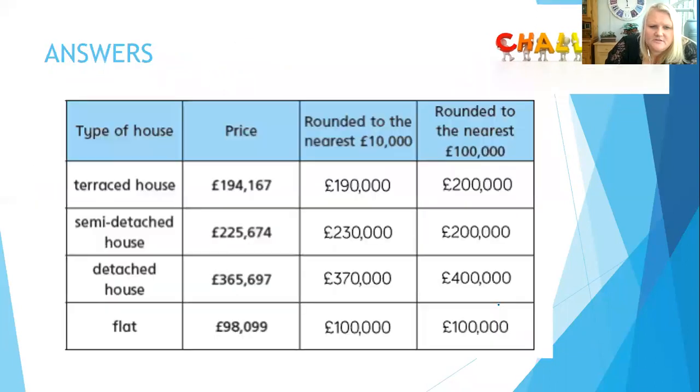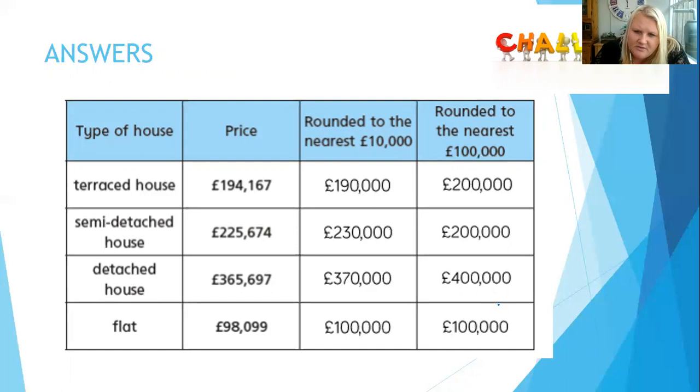Okay, let's go through the answers. So here are the answers. Pause the screen, you can check them. In answer to my other question, have a think about it. Which would you rather? Which is the most useful number? Okay, we're going to talk a lot more about this when we look at rounding in context in the next session. But often when it's to do with money, you want it to be as close to the actual value as possible. So that would mean rounded to maybe the nearest 10,000.